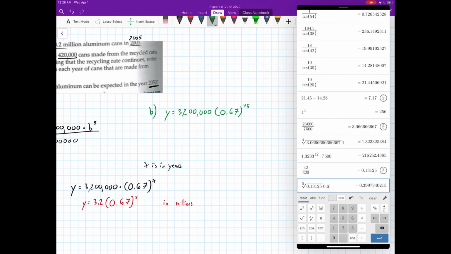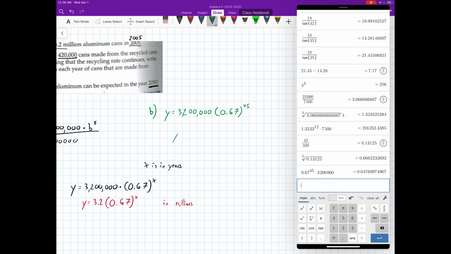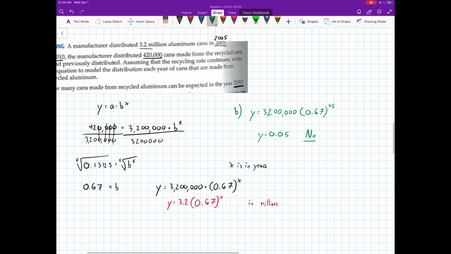So let's see what we get. 0.67 to the 45th power. We're getting a very small number there. We're going to multiply that by 3,200,000. And our answer is, by that year, we will have 0.05. So that would be none. That'd be no cans from the original aluminum.